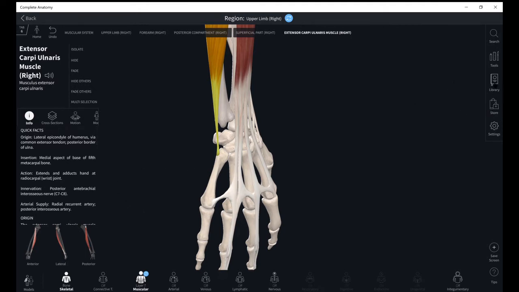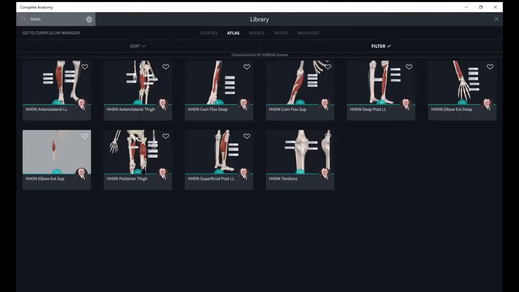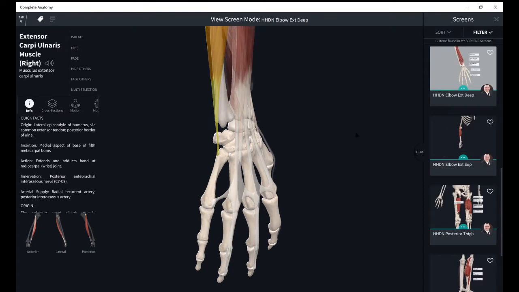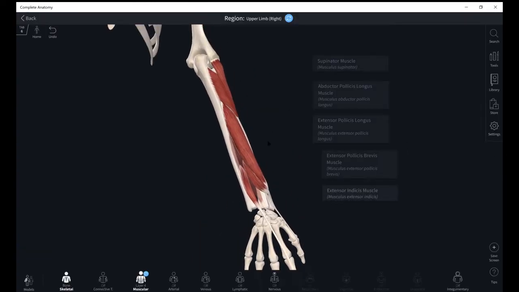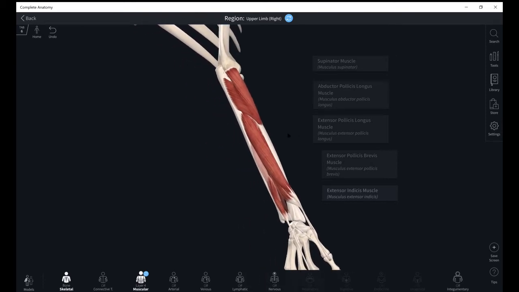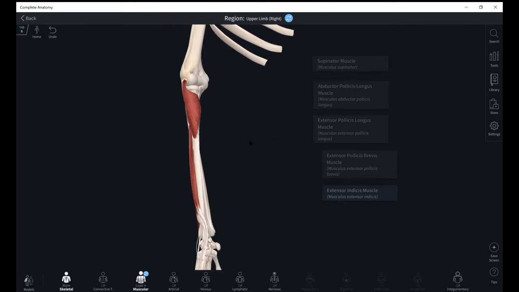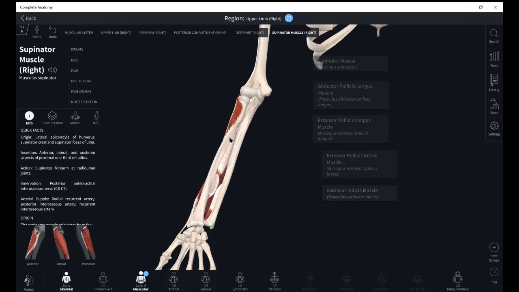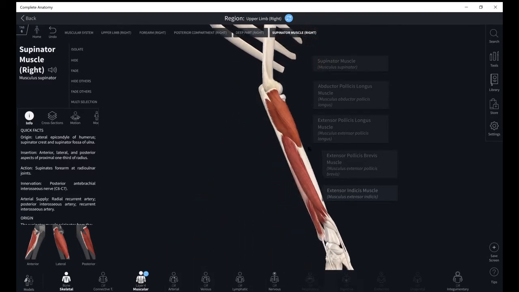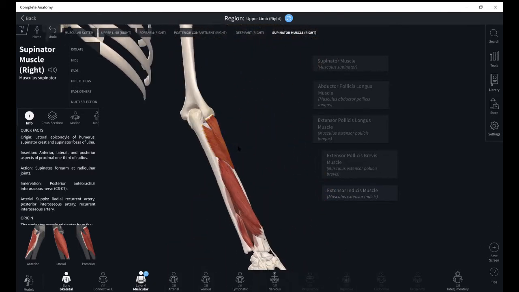So let's move back to the library. Let's look at the deeper musculature here. There's our superficial, extensor deep. Let's close that screen. All right, a lot easier to visualize these muscles without the superficial on, so I take those off first. We'll look at the supinator. So just a visual representation here. Let me get that all the way over.